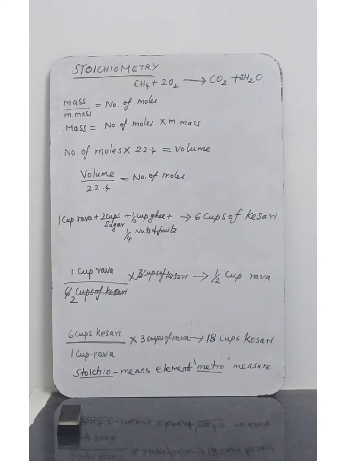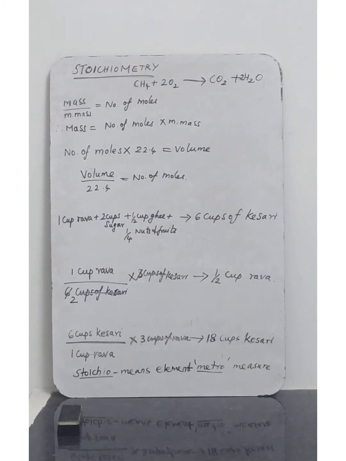If you are taking 1 cup of rava, you have to take 2 cups of sugar. Ghee we have to add somewhat, and nuts, fruits and all we have to add. So 1 cup of rava we are taking, 2 cups of sugar we are adding, half cup of ghee, and 1/4 cup of nuts and fruits. Then we are getting totally 6 cups of kesari.